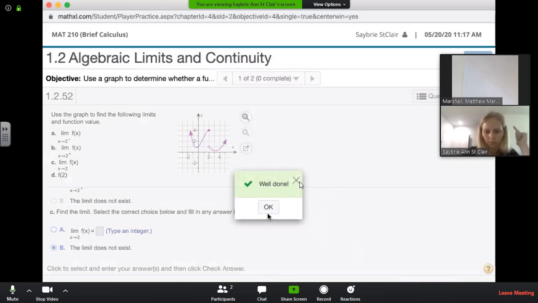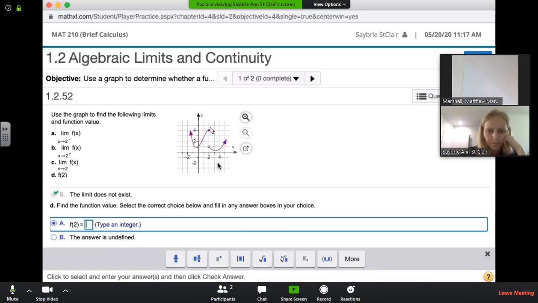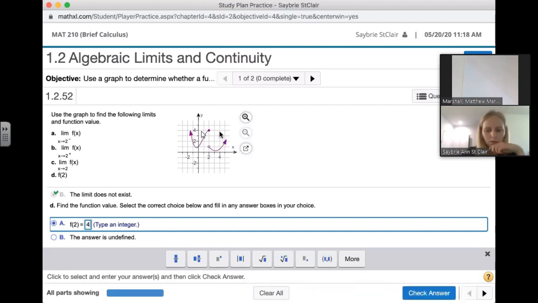And then the last one, you want to go over to 2 on the x-axis and find the solid circle and whatever that y number is. So it looks like that's 4, right? Yep. So that's how you do these. They're pretty straightforward. Not too bad.